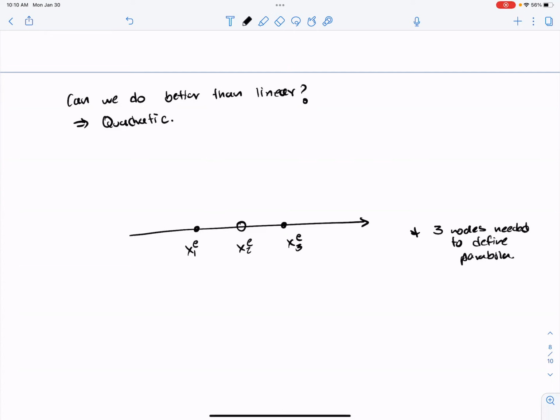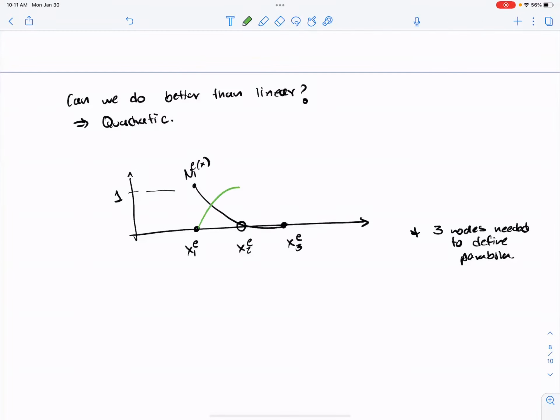And then N1 should be such that it's 1 here, and it's going to be a parabola. Let me redraw it. It's a parabola, it's just that that one goes down, something like that. So this is N1 of x, going to be a parabola that is 1 at x1 and is 0 at the other two.